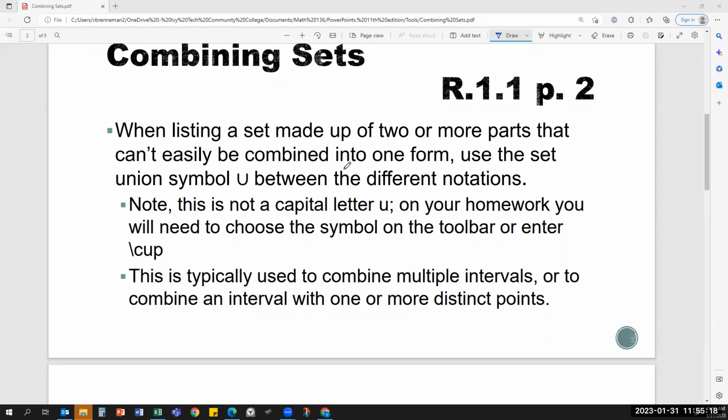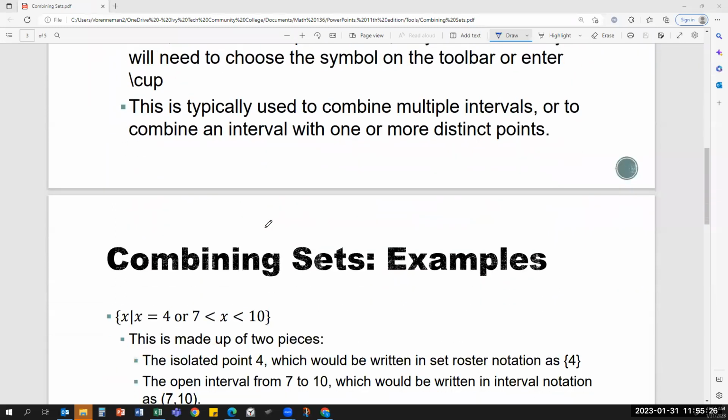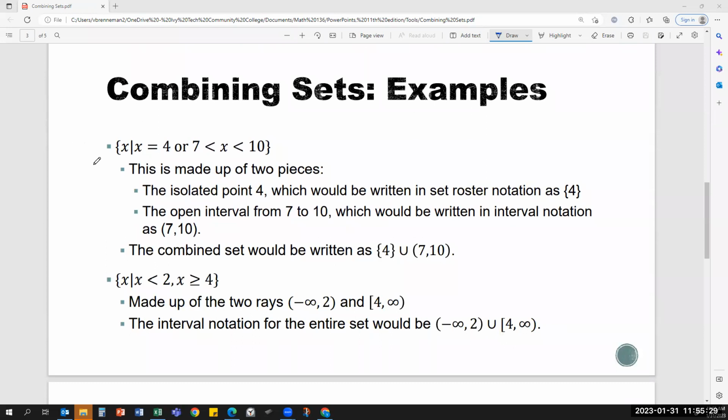So this is typically used to combine multiple intervals, or occasionally combining an interval with one or more isolated or distinct points. So some examples, if I have the set, reading this notation, the set of all x such that x equals 4, or 7 is less than x is less than 10. So just throwing that on a graph here. So here's 4, that's an isolated point. It can equal 4. And then over here we have 5, 6, and then we have 7, 8, 9, 10, and everything between those is included. The 7 and the 10 themselves aren't, so parentheses there.